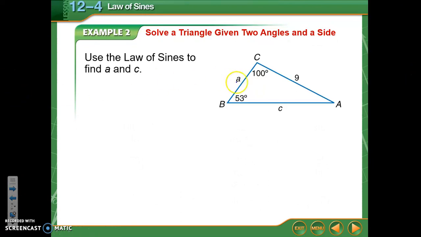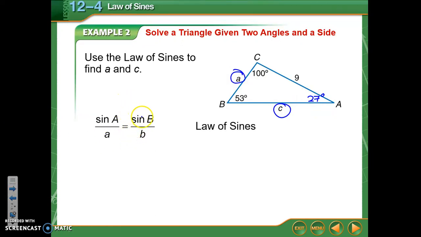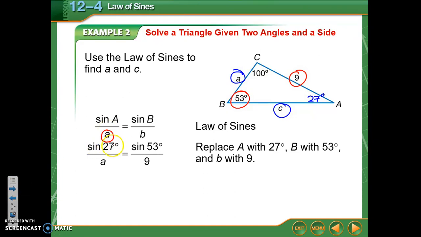Now I'm going to use the law of sines to solve for side A and side C. I already know angle A is 27 degrees. So I'm going to set this up. Notice I'm going to use the sine of B over B. Why? Because I know angle B and I know side B. The only thing I don't know is side A, and that's what I'm going to need to solve for. So I have the sine of 27 degrees, because I figured out angle A, over A, that's what I don't know, equals the sine of angle B, 53 degrees, over 9. So I'm going to solve that for A.